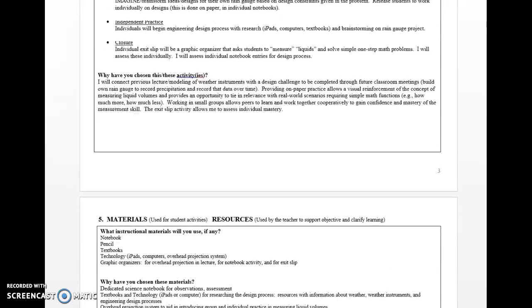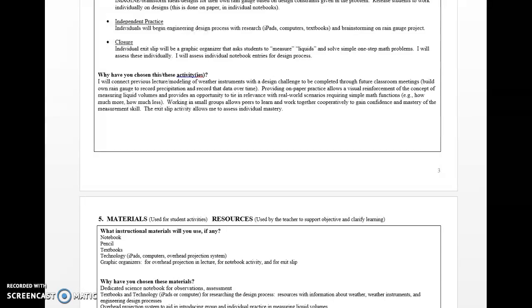Why? I've gone over the why while I've talked about this: connecting the basic concepts and vocabulary of weather and climate to a design challenge, which will be carried out through several lessons in the future. This provides on-paper practice and gives them a chance to get the concept down, to be able to carry it to a real-life application and connect it in the future. Also, it practices those math skills given in this math standard.